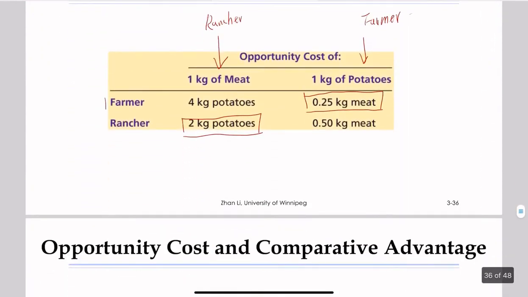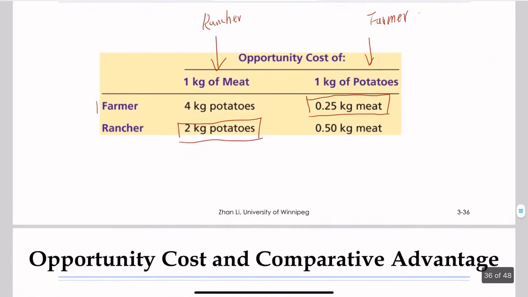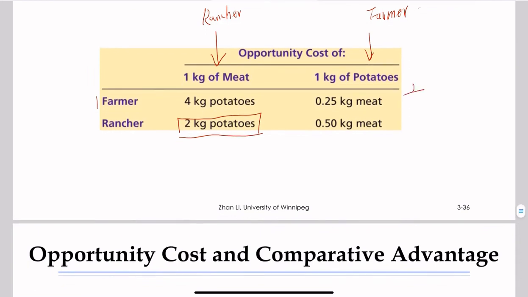Let's say the farmer's opportunity cost of producing 1 kg of meat is 4 kg of potatoes, right? And the farmer's opportunity cost of producing 1 kg of potatoes is just 1/4 kg of meat. So 4 and 1/4 are inverses of each other. What about the rancher? It's the same thing. Here you have 2, and here you have 1/2. Again, inverses of each other.